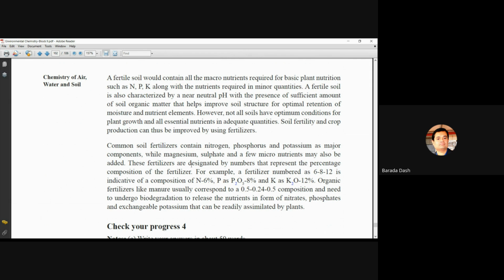A fertile soil is also characterized by near neutral pH. That means pH is almost 7. If it is less than 7, it will be acidic. More than 7 is basic. So that is also not required.